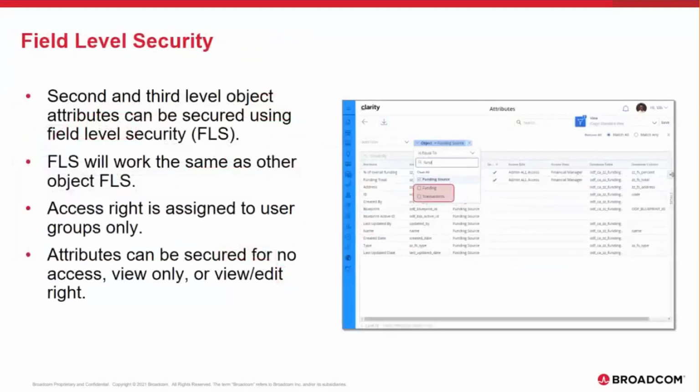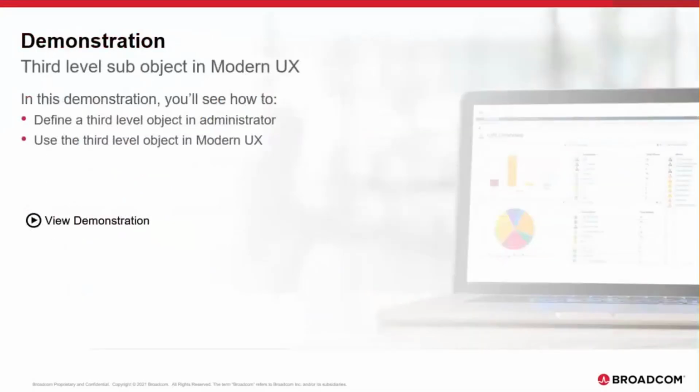We've also enhanced the field level security to now support the second and third level object attributes. The field level security will work the same as other field level security for other objects. The access right is assigned to user groups only, and attributes can be secured for either no access, view only access, or view and edit rights. With that, let's go into the demo for seeing how the third level object is available.